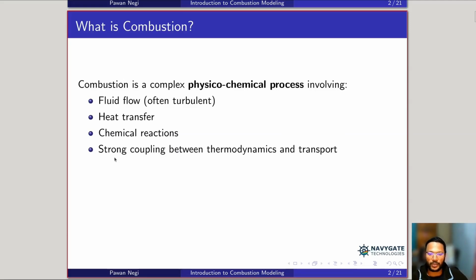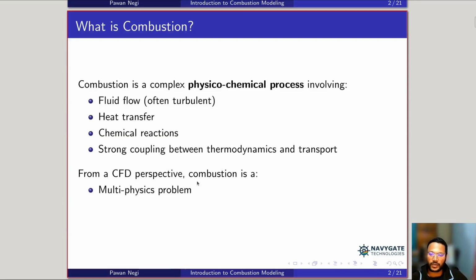Apart from these two, there will be strong coupling between thermodynamics and transport. For example, density is a function of the volume fraction of the species and temperature, and there will be some evolution of species, and there will be a corresponding transport equation for this particular species, and this will be linked through thermodynamic relations to density. From a CFD perspective, combustion is a multi-physics problem. You have chemical reaction, heat transfer, fluid flow, and strong coupling between thermodynamics and transport.